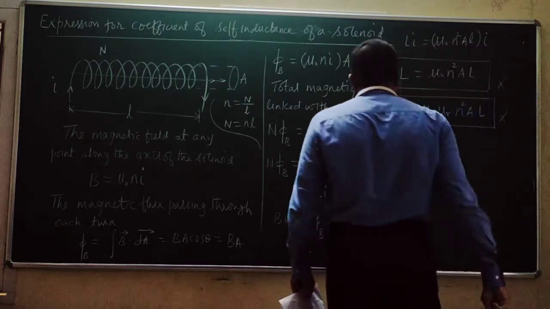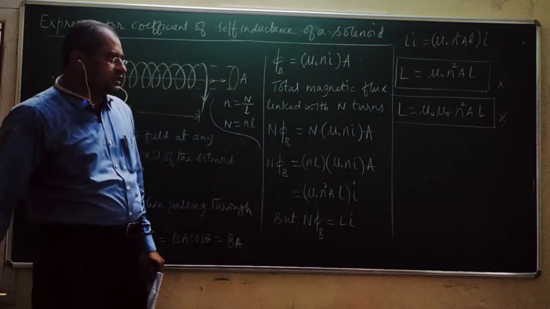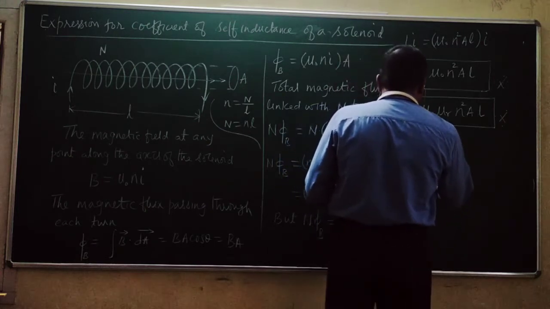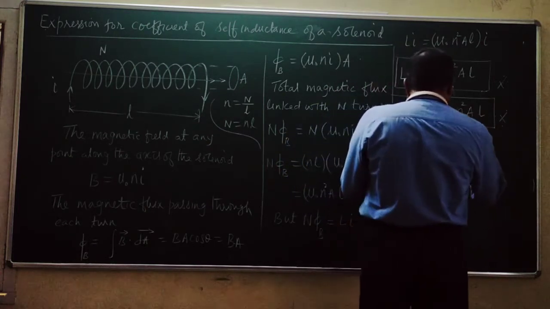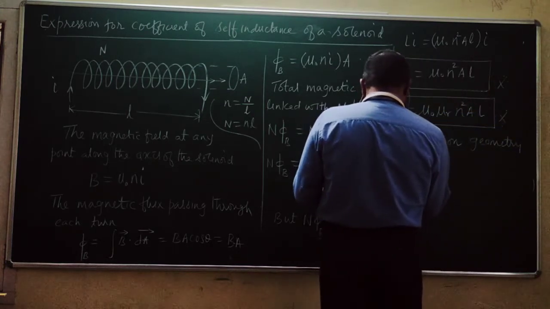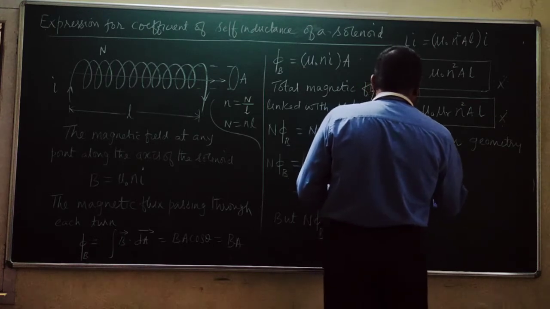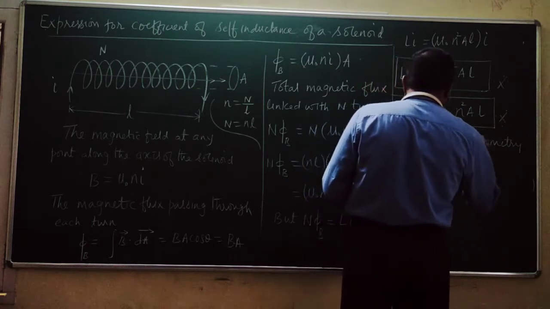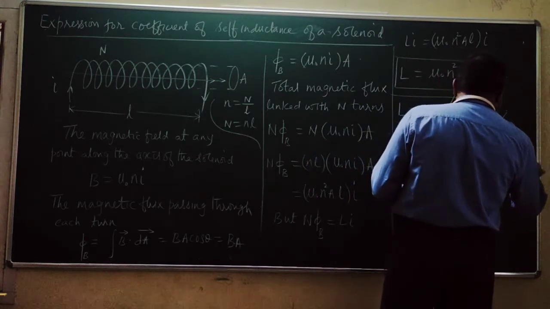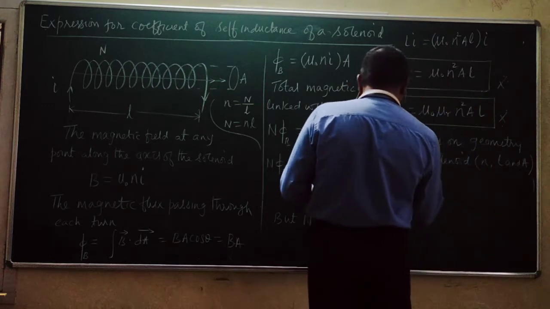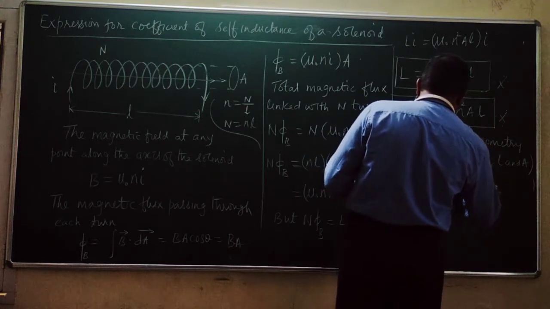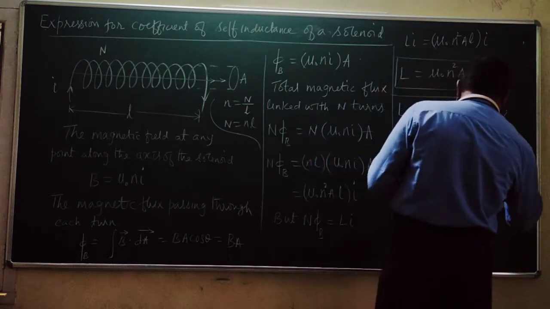From the expression, you can find that L, the coefficient of self-inductance, depends on the geometry of the coil, geometry of the solenoid. When I say geometry, what I mean is n, L and A, and the medium present inside the solenoid.